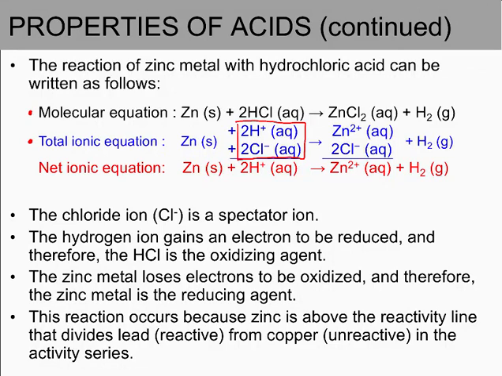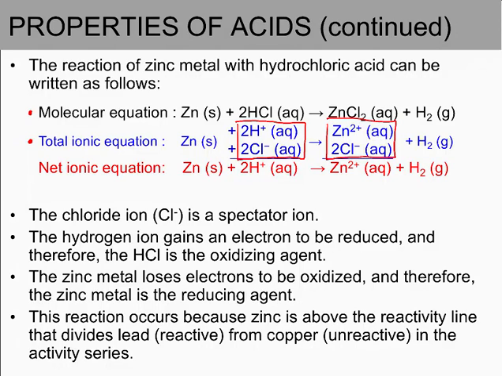Now, zinc chloride, the first product, is also aqueous, so that means it's also floating around in solution as separate ions. So we can write those as separate ions. And then hydrogen gas is a molecule, and it's going to bubble out of solution, so we're just going to leave that the way it is.